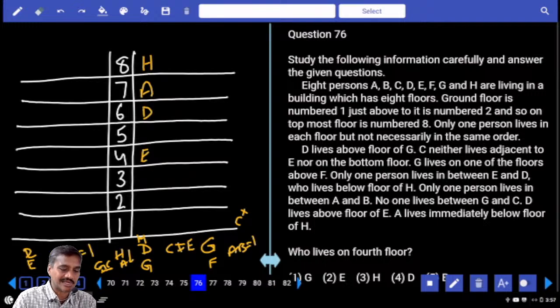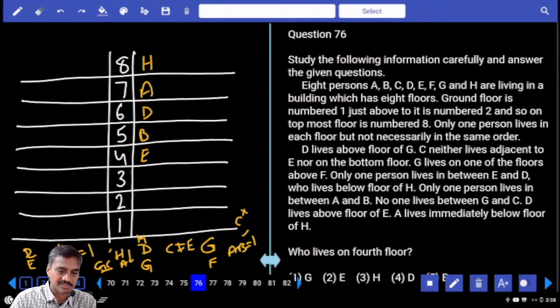Between D and E there is exactly one person. D is above this one. H and E are adjacent. H, D and G must be in this order. And between A and B there must be exactly one person. B must be here, isn't it? Now B is here, and between A and B there is exactly one person.